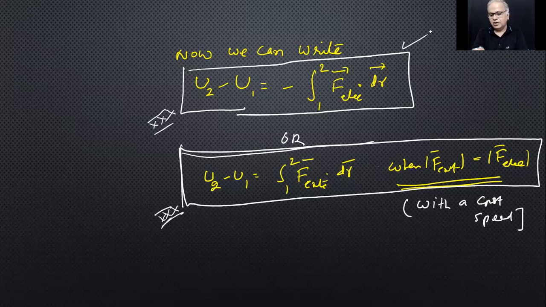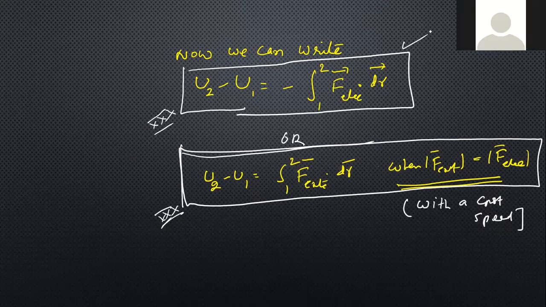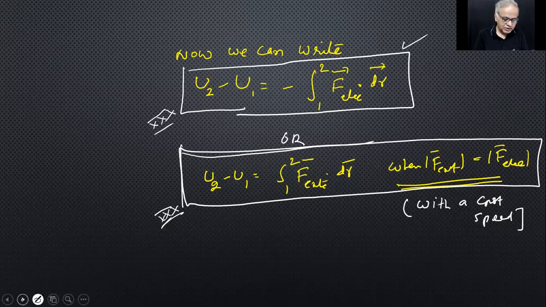Now, why does it go with the constant speed, children? Only when F external magnitude equals F electric, right? The net force will be 0. So the particle can have constant speed without changing any kinetic energy. I've talked about this so much already. Instead of talking more, I'll just apply that in a particular case and tell you how to use the definition.